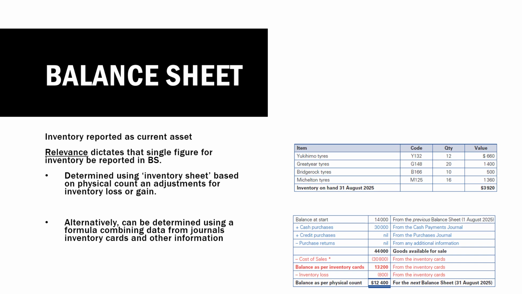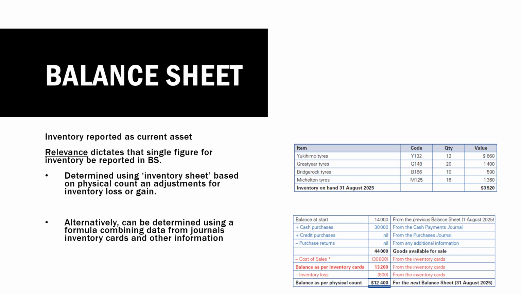What about the balance sheet? In the balance sheet, inventory is reported as a current asset, and relevance is what dictates that a single figure be reported in the balance sheet. Okay, so what we're going to do is, we're going to determine it using an inventory sheet based on physical count, and we'll make the adjustments for the loss or the gain. That's one way. Alternatively, how do we find out that single figure? We can use a formula combining data from the journals, inventory cards, and other information.